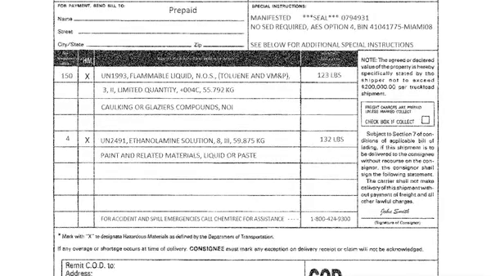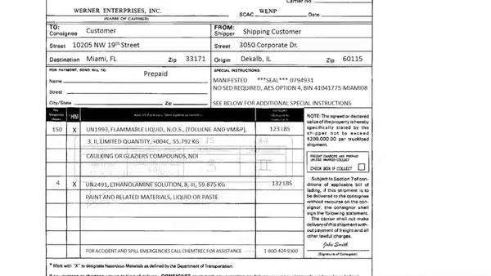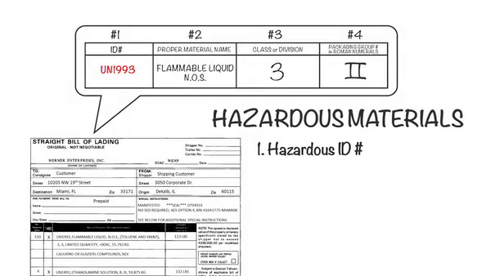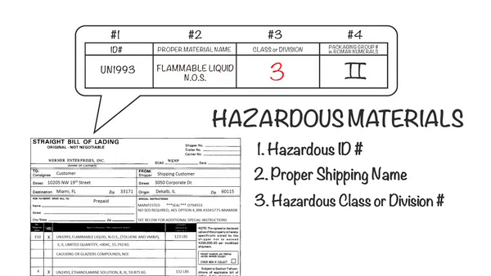It's also required that the hazardous materials being shipped are listed on the BOL in a very specific order. As you look over your shipping papers, ensure that all hazardous materials are listed in the following order. First, the hazardous ID number. Second, the proper shipping name of the material. Third, the hazardous class or division number of the material. And fourth, the packing group number listed in Roman numerals.